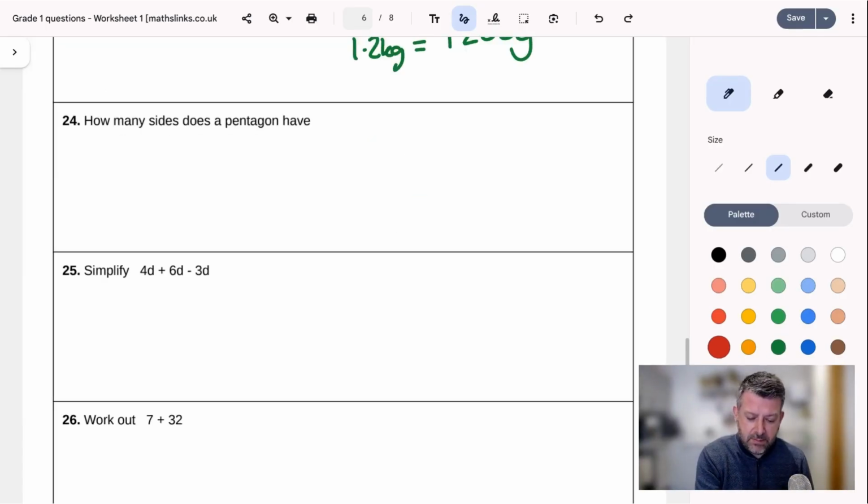Question 24 here. How many sides does a pentagon have? Well, penta means 5. It's a 5-sided shape. You're expected to know up to a decagon, a 10-sided shape, the name of all the polygons. So worth knowing.